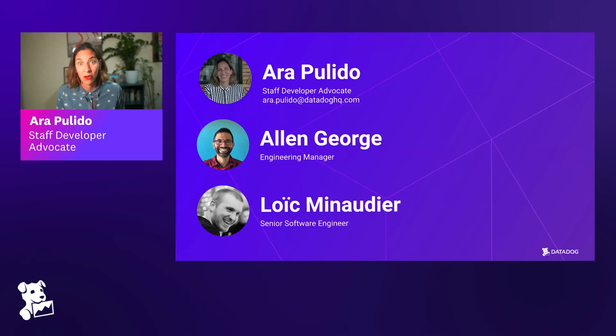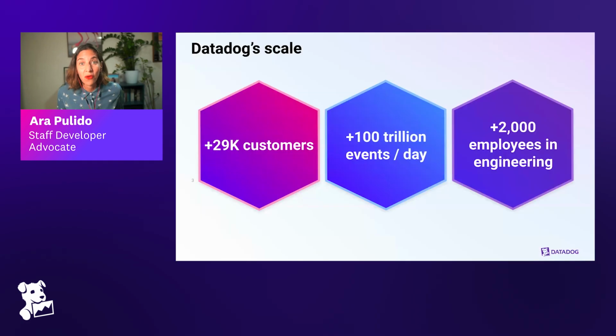Cool. Thanks for joining. So one of the things that we usually do when we start these episodes is talk a little bit about Datadog scale. So some of the decisions that we make and how we build things are based on this scale. So just to give you an idea, Datadog has more than 29,000 customers, and we are an observability and security platform. So we basically gather telemetry and ingest telemetry from those customers, and those adds up to hundreds of trillions of events that we ingest and process per day. And to give you a little bit of an idea of our engineering organization, we have more than 2,000 employees in engineering.